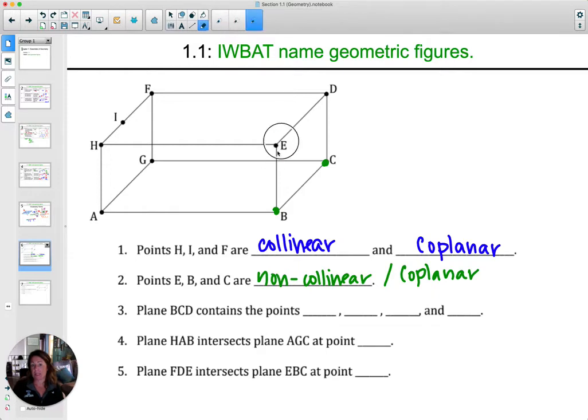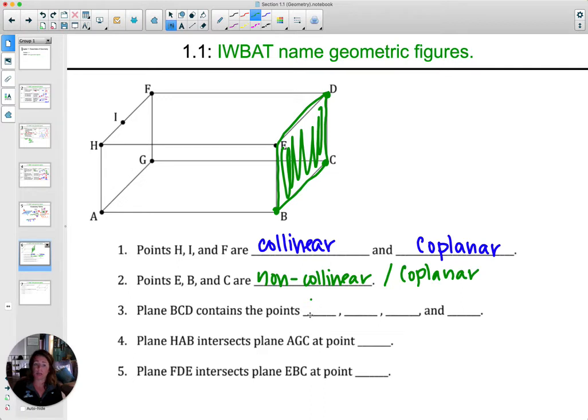Points B, C, and D. So plane B, C, D. So I like to just draw on them B, C, and D. So that's on this side plane here, the right side of this box almost. Plane BCD contains what 4 points? Well, it obviously contains B, C, and D because they're in the name. And then what's the 4th one? E.